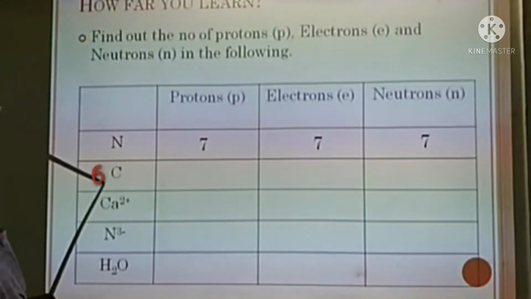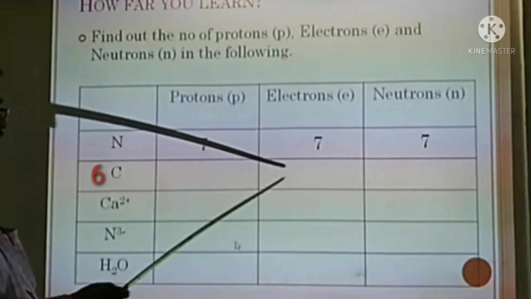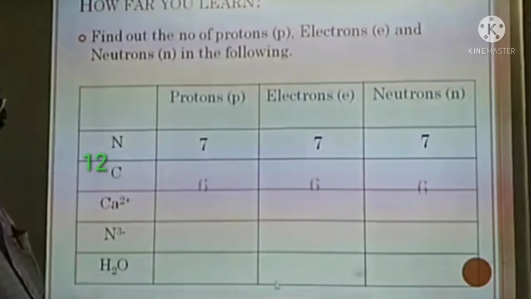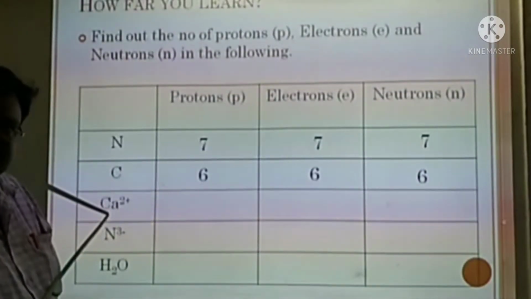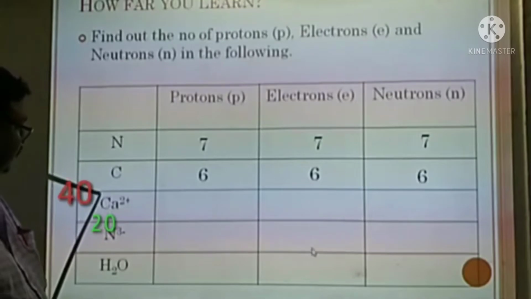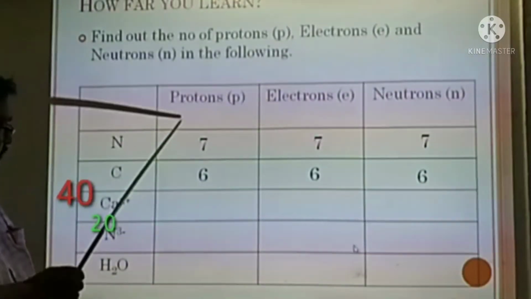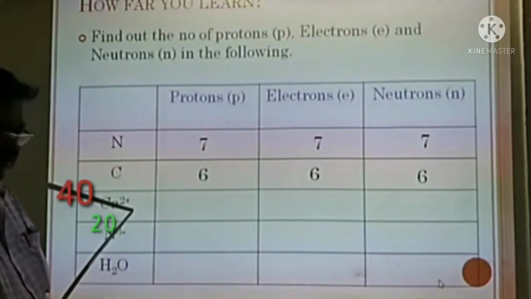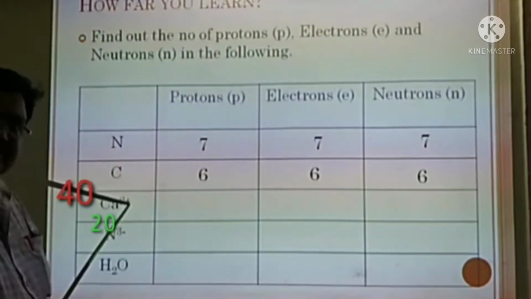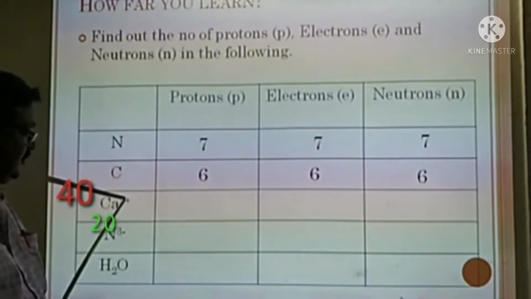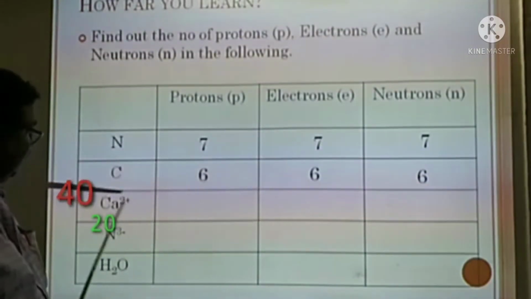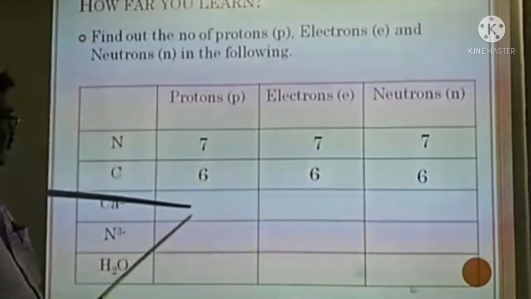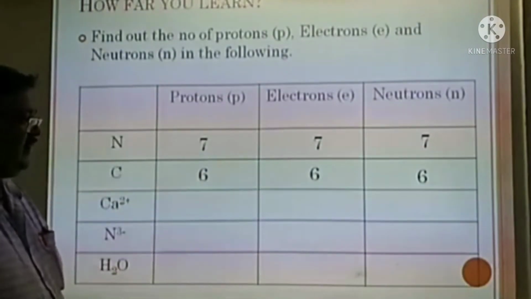सिमिलरली कार्बन एटॉमिक नंबर 6, सो प्रोटॉन 6, न्यूट्रल है, तो फिर इलेक्ट्रॉन भी 6 होगा. 12 मास है, 12 minus 6 is 6. Calcium, its atomic number is 20, mass number is 40. Atomic number 20 means protons are also 20, but here there are two positive charges. So 2 electrons are removed, means 20 minus 2 is 18 electrons, and 40 minus 20 is 20 neutrons. So we have finally 20, 18 and 20.